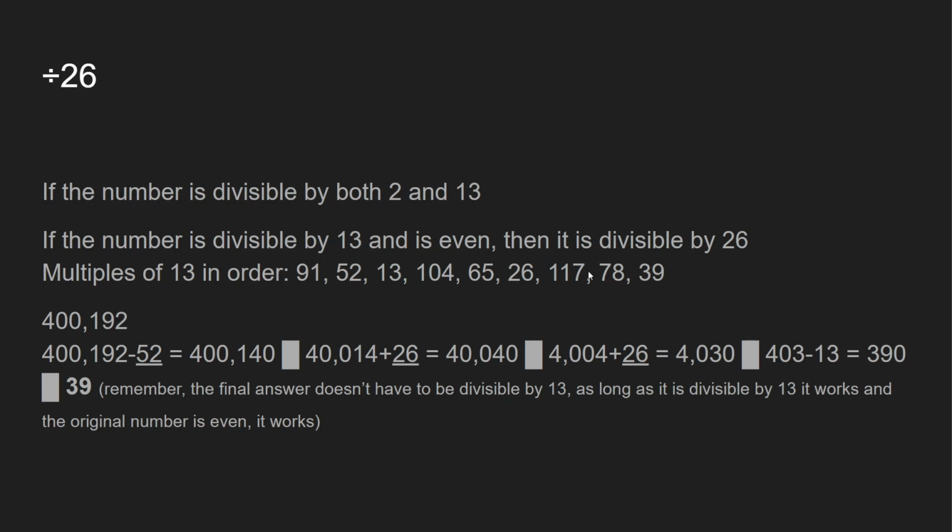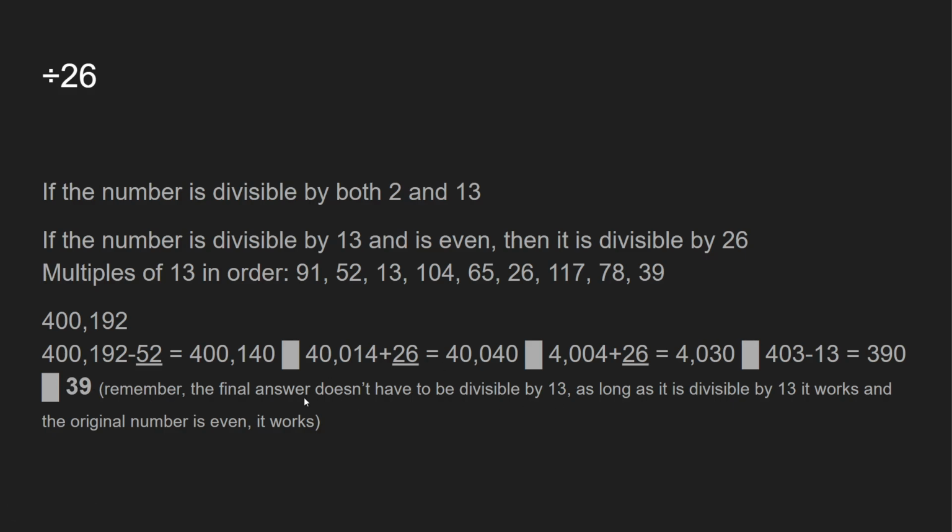Divisibility by 26, if it is divisible by both 2 and 13. So if the number is divisible by 13 and is even, it's divisible by 26. So here are the multiples of 13. Again, we're proving divisibility by 13 here. So we're going to keep subtracting until we get to the point. Ironically enough, we ended up using 26 twice here. So we add 26, give us this number, add 26, give us this number. Subtract by 13 gives us 390. 39, boom, we know it's divisible by 26 because this number is even and it's divisible by 13.